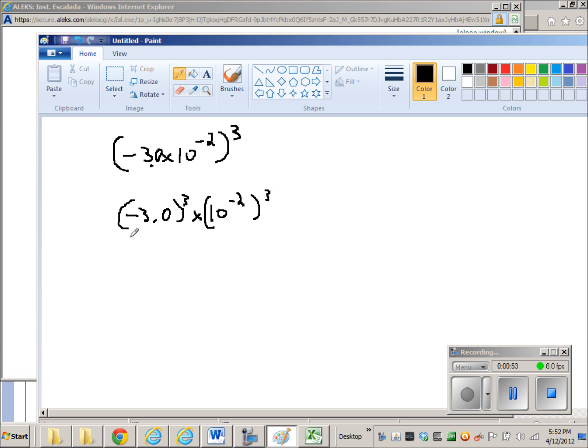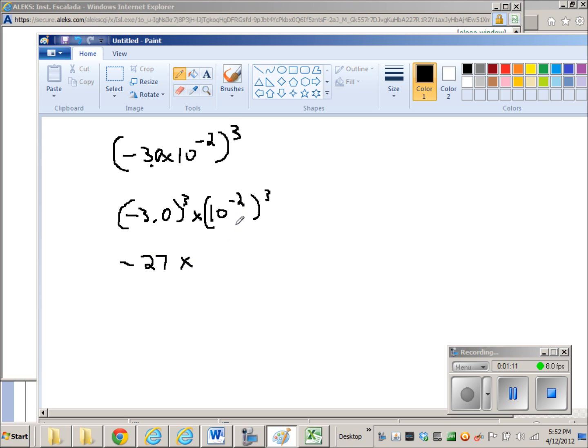So what's the sign of the product of three negative numbers multiplied together? It's going to be negative. And what's 3 times 3 times 3? 27, yeah.